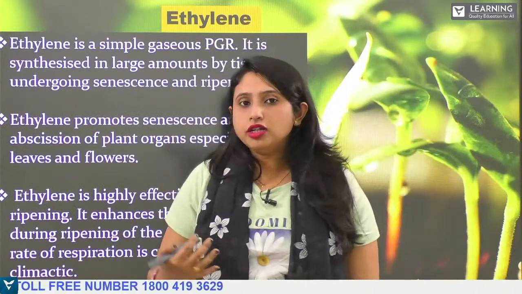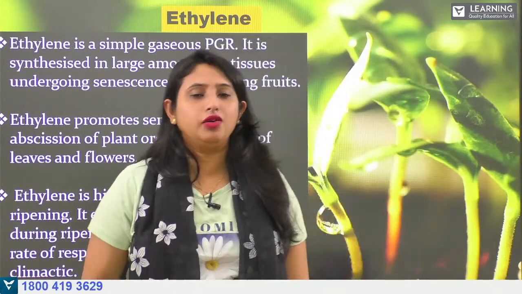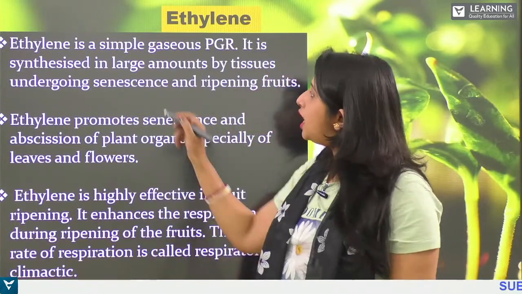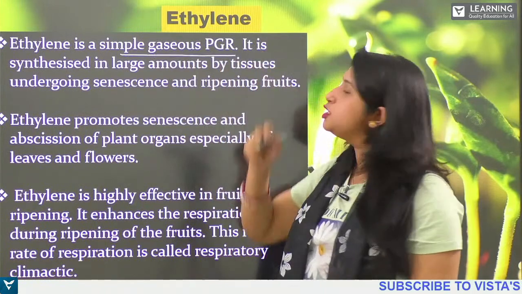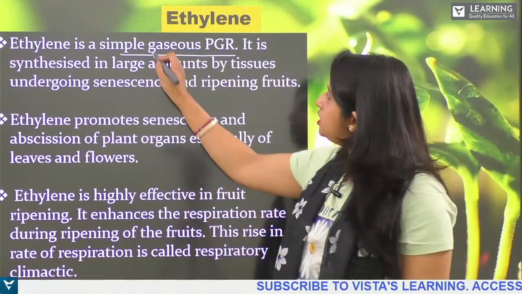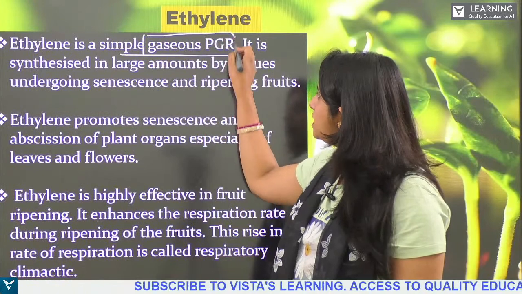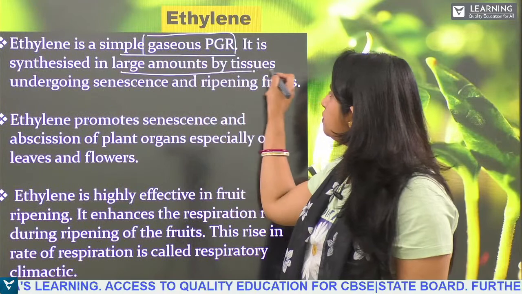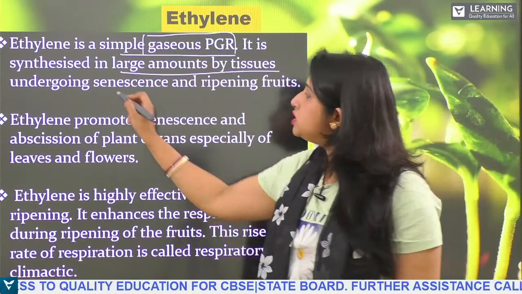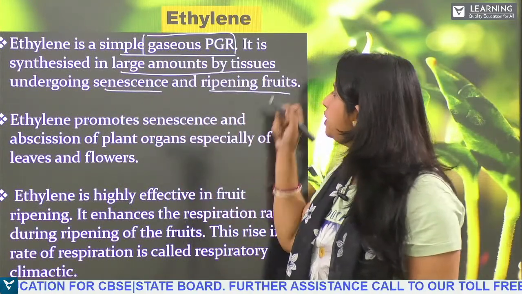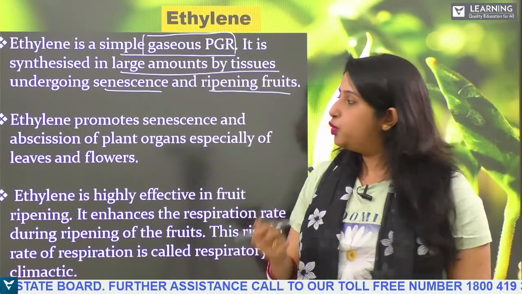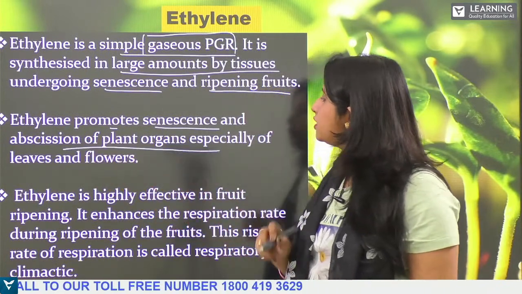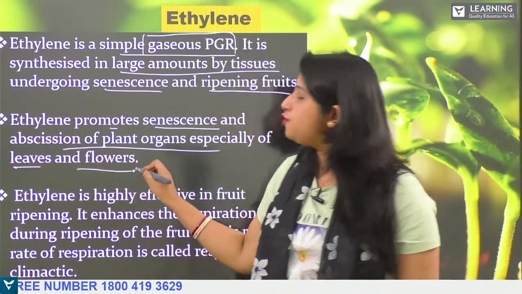Next type of plant growth hormone is ethylene. Ethylene basically helps in the ripening of fruits. Ethylene is a simple gaseous plant growth regulator. So what is this ethylene? Ethylene is a gaseous plant growth regulator. It is synthesized in large amounts by tissues undergoing senescence and ripening fruits. Next, it promotes senescence and abscission of plant organs, especially the leaves and flowers.